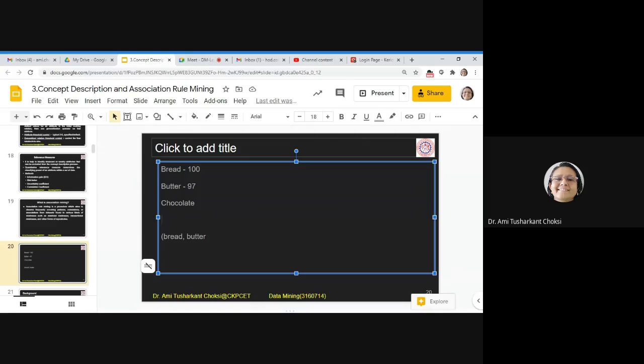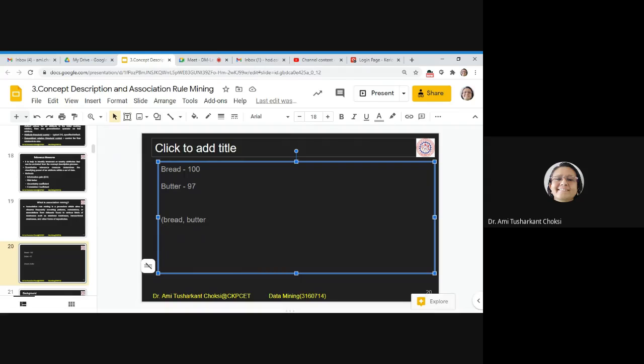What I mean to say is, individually bread is purchased by 100 people. Individually butter is purchased by 97 people. That is what we count first, right?